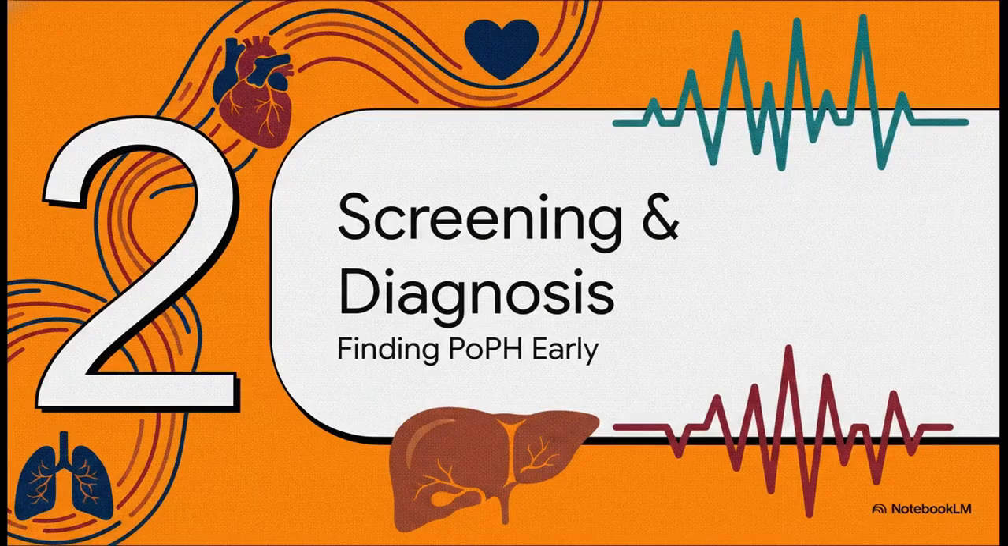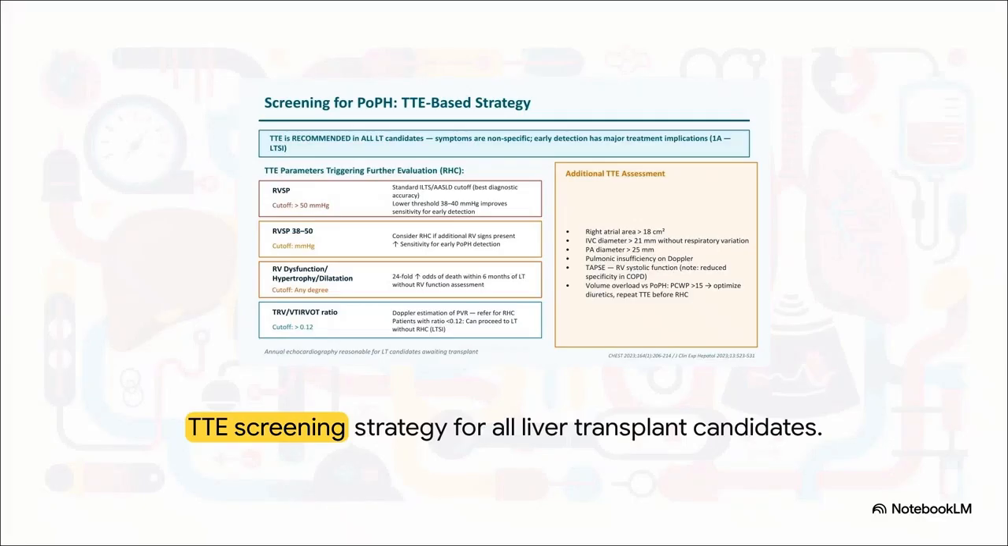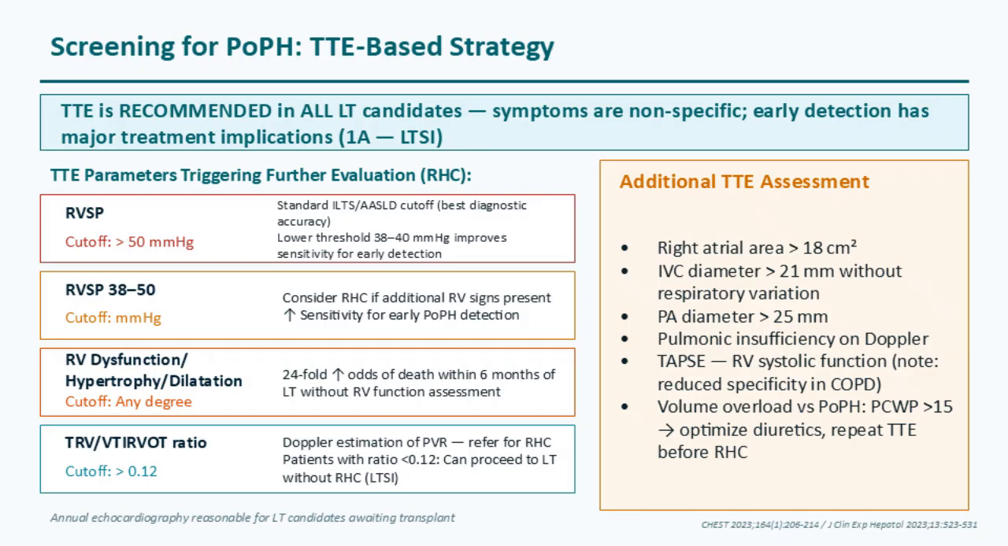Section 2. Screening and hemodynamic diagnosis. How do we accurately detect these revised parameters in our day-to-day practice, especially when we consider the incredibly unique physiological state of end-stage liver disease? Well, the fundamental rule is this. Transthoracic echocardiography is mandatory for all liver transplant candidates, no exceptions. You simply cannot rely on clinical symptoms to catch this.